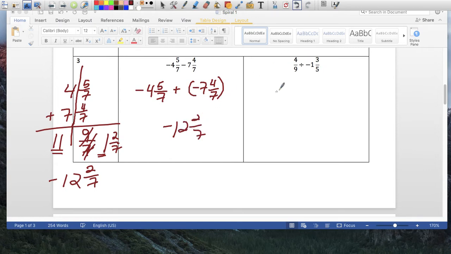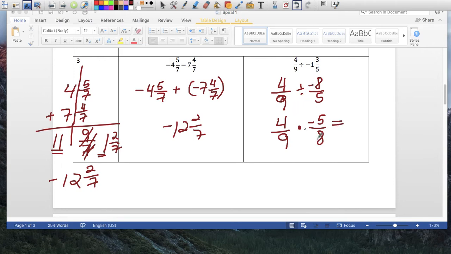Division. We're going to change this to 5 times 1 is 5, plus 3 is 8 over 5, negative. And then we're going to change the division to a multiplication problem, but we're going to multiply by the reciprocal, which is negative 5 over 8.